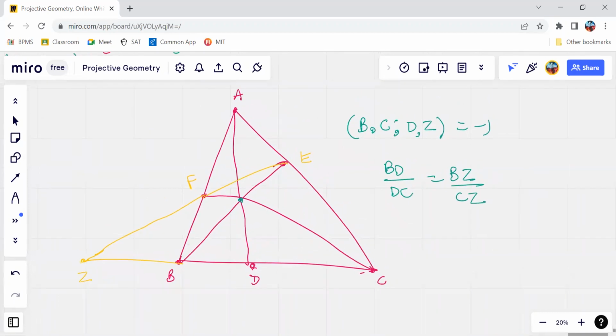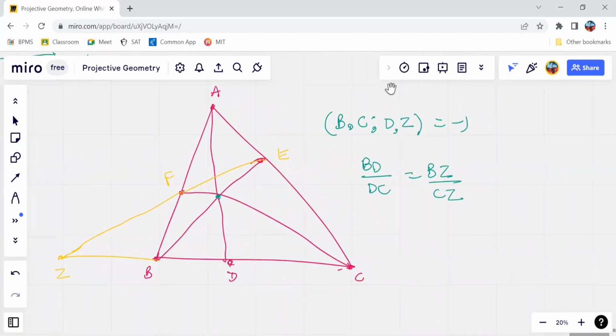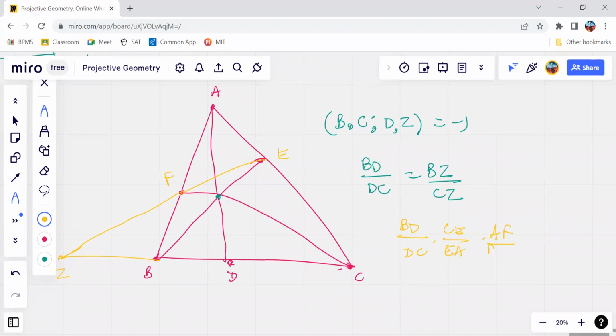Okay, so how do we do that? What is a theorem that involves ratios such as this, especially when you have concurrent cevians? We can use Ceva's theorem and Menelaus. Yes, so because they're concurrent, we have that by Ceva's theorem, BD by DC times CE by EA times AF by BF is equal to 1.